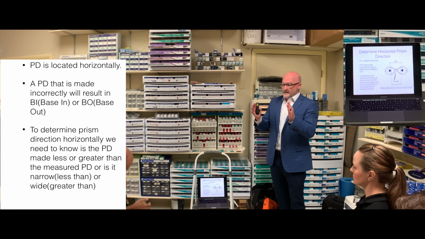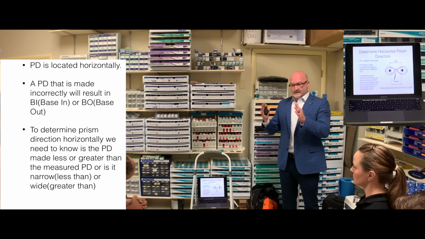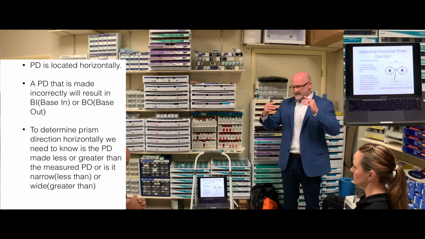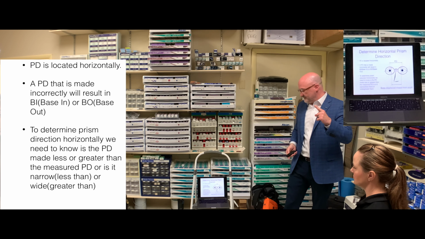And this is important because in some cases you can have canceling prism and you can have compounding prism. So you can determine, okay, does base in and base in mean I have to add the 2 values that I get for each eye together, or do I need to subtract each eye? Everybody with me so far? Good.